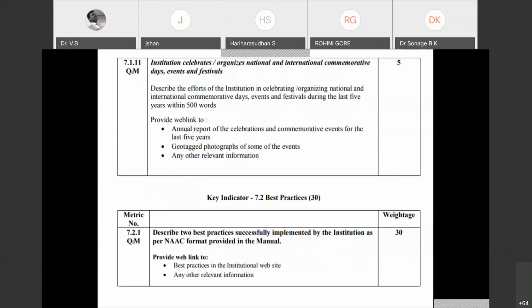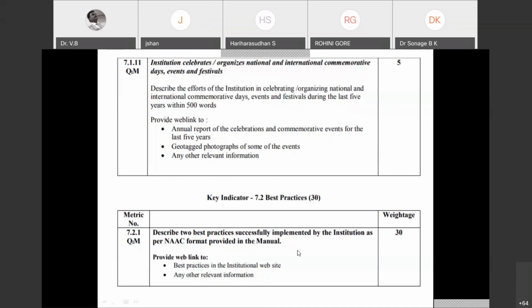And next is about celebrating national and international commemorative days. For example, International Yoga Day was celebrated recently online this year, and in the previous years it was conducted within the campus. That is a typical example of national and international commemorative days. Also, Teachers' Day, Engineers' Day, Doctors' Day. If the institute celebrates such days, then that should be included over here.